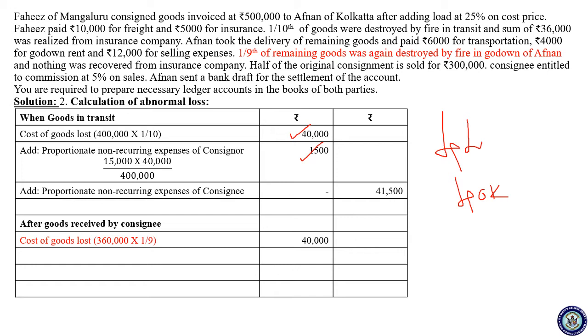Okay, so when it was in transit it lost 40,000, which means the consignee received only 3 lakh 60 worth goods. Okay. Now, when he received 3 lakh 60 worth goods, there was a fire in the godown and 1/9 were destroyed. So we have to calculate on the remaining goods 1/9, that is 3 lakh 60,000 into 1 by 9. It comes to 40,000. It is not that this 40,000 I directly took here. No, it is that the remaining goods at 1/9. Okay.